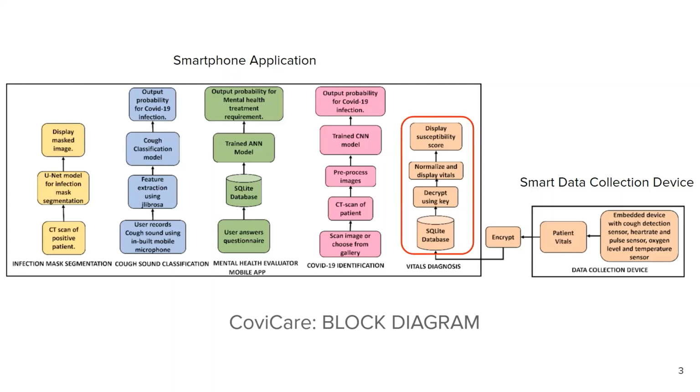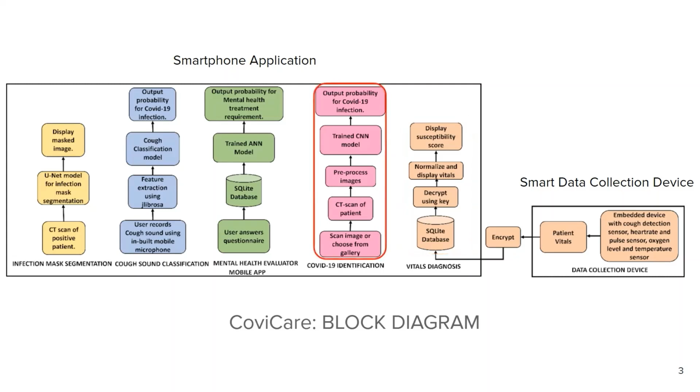The smartphone application has 5 main components: vitals diagnosis, COVID-19 identification, mental health evaluator, cough sound classification, and infection mask segmentation. First, vitals diagnosis. The imported vitals are stored locally on the mobile device. We analyze these vitals using a rule-based algorithm as defined by WHO to generate a susceptibility score towards COVID-19. The user can also view their vitals over a particular period of time, say over a week, month, or a year, to gain an insight into how their vitals vary over time.